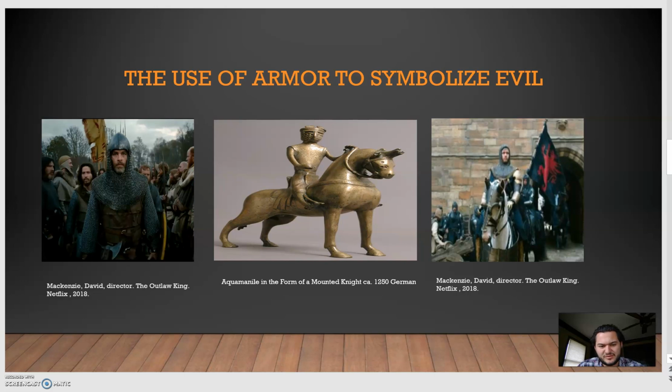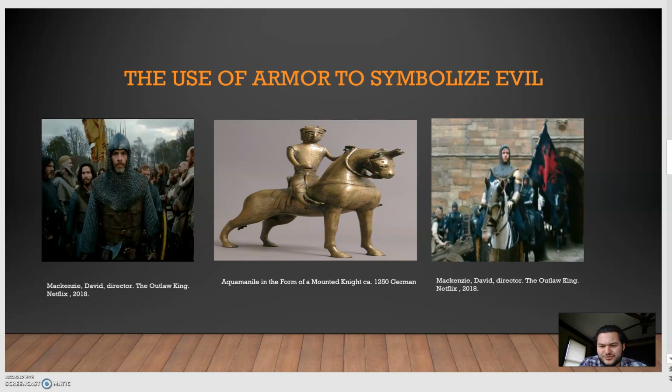On the left we can see Robert the Bruce, very normal attire with that tunic covering up the mail, and then just a regular pot helmet on his head. On the right we see King Edward II. He once again is wearing chainmail, that is, a tunic, and then the chainmail around his head.